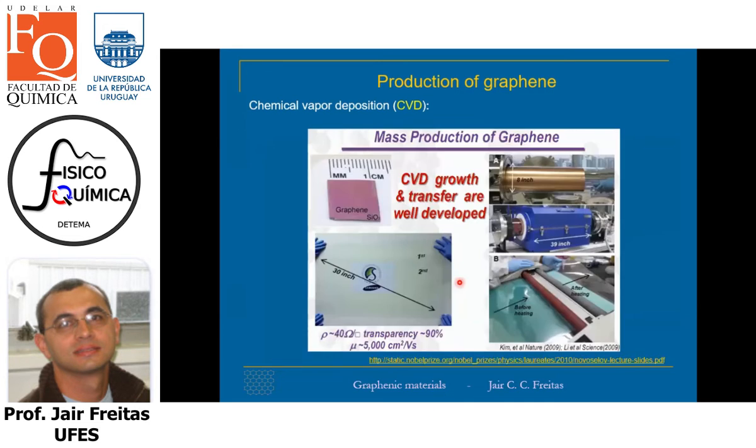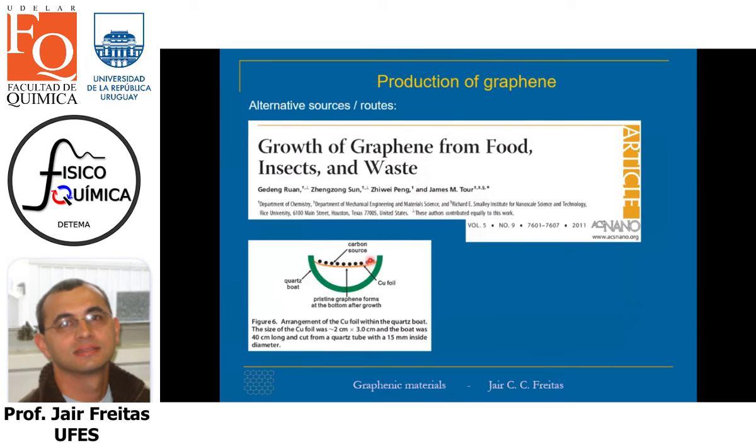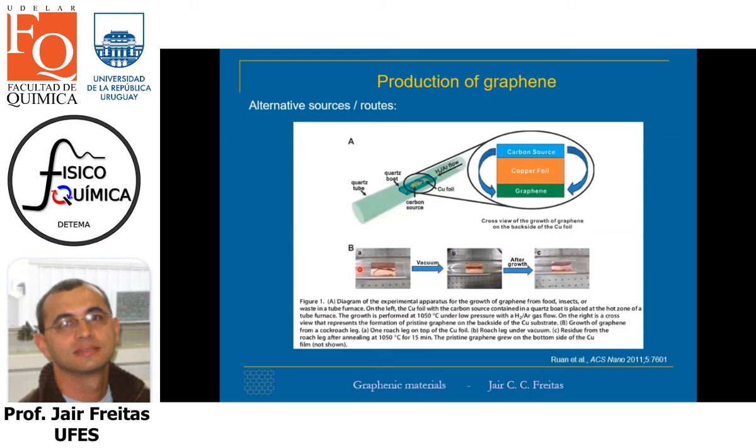It's also possible to use this CVD method starting from solid sources. So instead of using hydrocarbons in the gaseous phase, the group of James Tour proposed many years ago to use some biomass or other carbon sources in a reactor, heat treating the material at high temperature. They demonstrated the possibility of producing graphene by a method similar to CVD, but starting from solid sources.